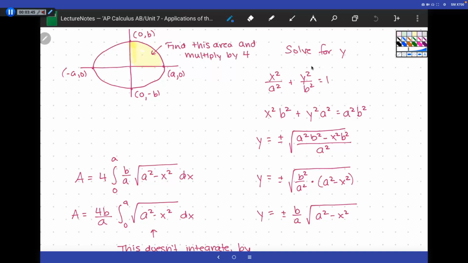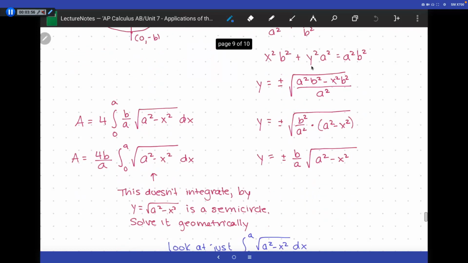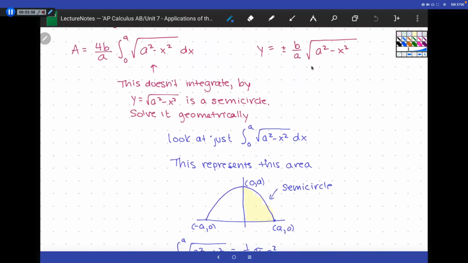This actually is a semicircle. If you recognize that it's a semicircle, you can just use area. Remember, a definite integral represents area under the curve. To convince you it's a semicircle, if I have y equals the square root of a squared minus x squared, square both sides, add x squared onto both sides, and it's a semicircle with a radius of a.